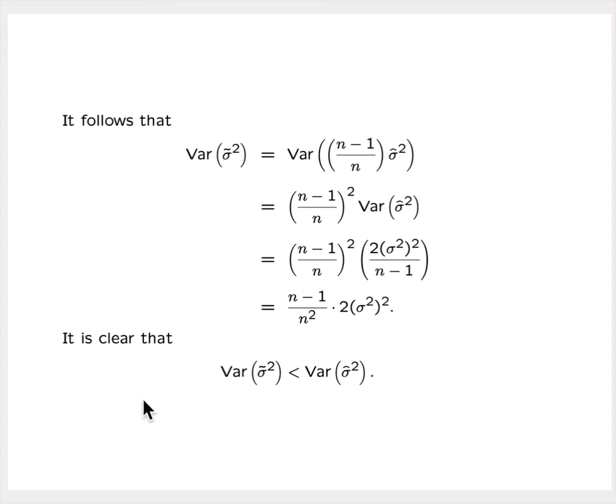Now, it's clear that the variance of sigma tilde squared is less than the variance of sigma hat squared. All we have to do is look up at this particular line right here. We see that n minus 1 over n, quantity squared, is going to be less than 1. And so that means that the variance of sigma tilde squared is certainly less than the variance of sigma hat squared.